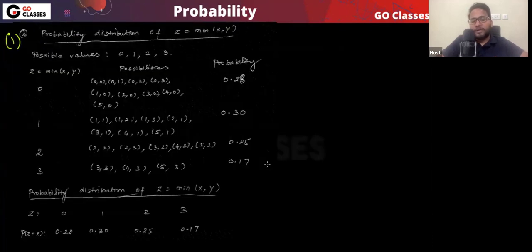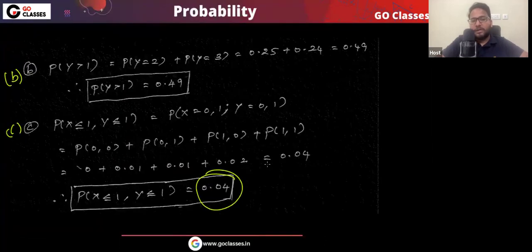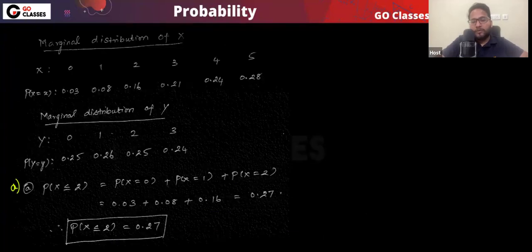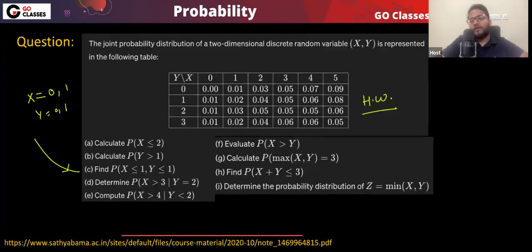So basically, whenever they are asking for some condition, just see what are the possible pairs of x and y which are satisfying this, right? For example, this. What are the possible pairs of x and y which are satisfying this? Okay. Now they are saying, given that y equal to 2, x is greater than 3. Greater than 3 means 4 and 5. So, x equal to 4 and x equal to 5, given that y is 2.